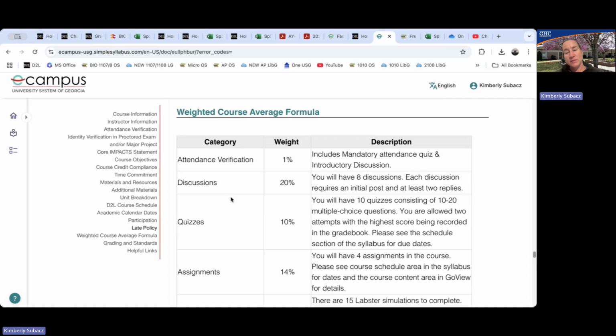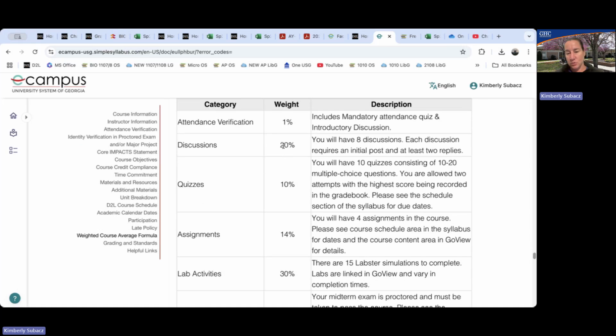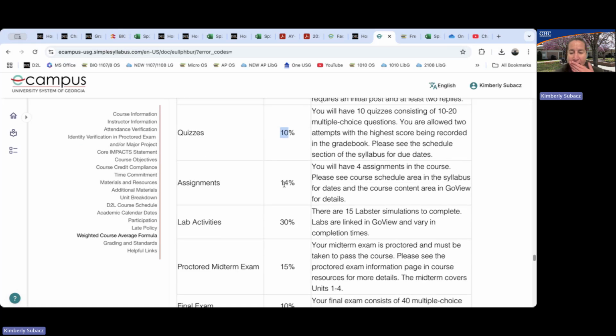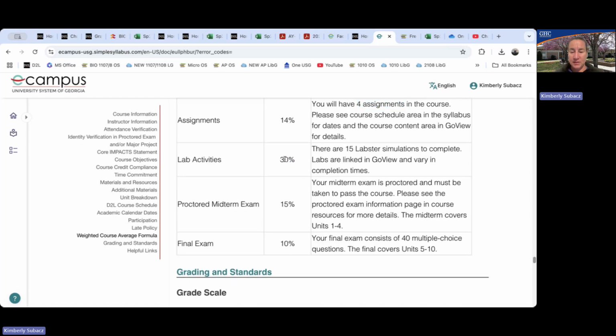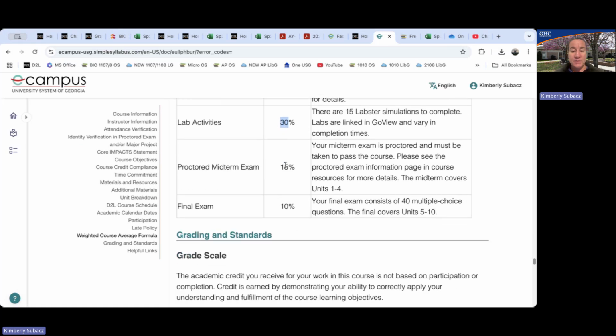Course weights of stuff. Attendance verification, the discussion post and the attendance quiz, that's only 1% of your grade, but it's mandatory. You've got to do it. And then we're going to bump into discussions at 20%. Quizzes at 10%. Assignments are going to be 14%. We have 4 assignments. Lab activities, the lab portion of the class, is 30% of your grade. So it's a good chunk. Don't forget about doing those assignments and do them on time. That midterm that's proctored is 15%, and the final exam is 10%.